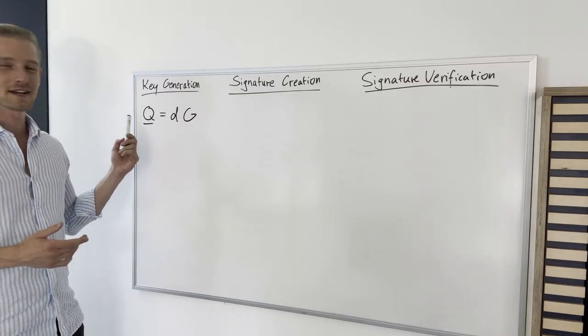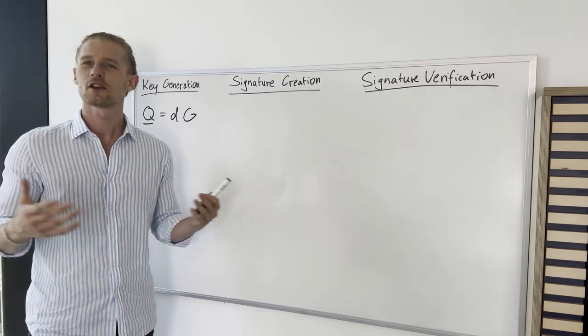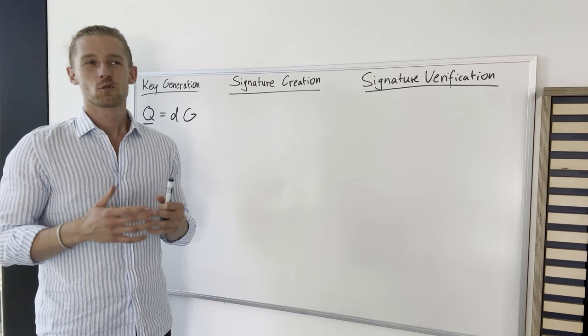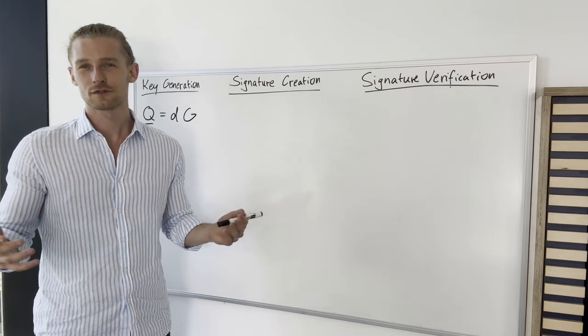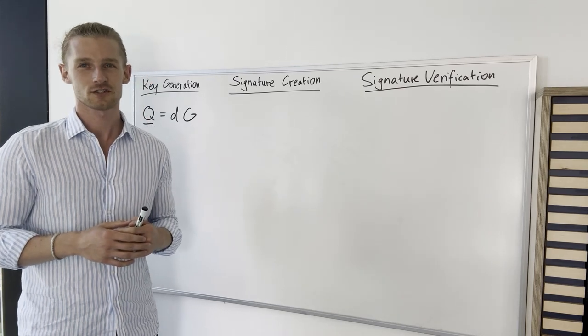Okay, now that we have the public key, let's talk about how to actually create a signature and what we're signing. So in Bitcoin, what we're signing is what's often referred to as a message, but in this case, the message is just a transaction.